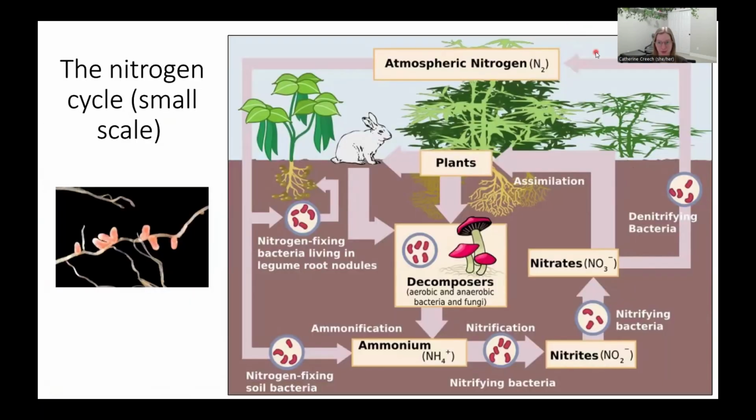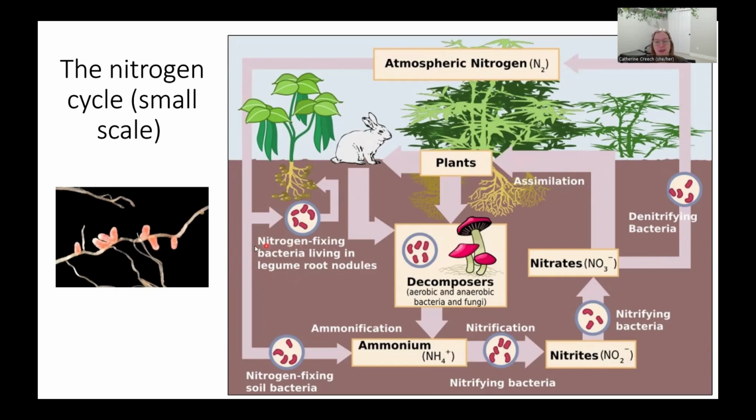Now we have our small scale. So here's our small scale nitrogen cycle. All of this is happening in the bacteria, which love legumes. Legumes are a type of plant. Legumes include things like peas and soybeans and lentils. So legumes are awesome. If you garden, if you plant legumes, you're going to increase the nitrogen in your soil, which is really beneficial for your plants. So definitely plant some beans and some peas this year.